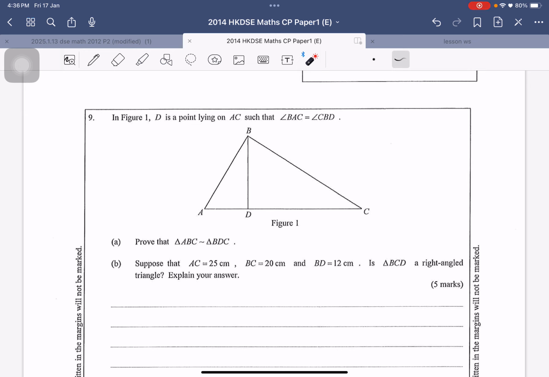And then? Is BCD a right angle triangle? Did they say ABC is a right angle triangle? No. Then how do you have this? What is Pythagoras theorem? It needs a right angle triangle. Do we have one? No. Then can you write this down? No. Do you understand why you made a mistake?